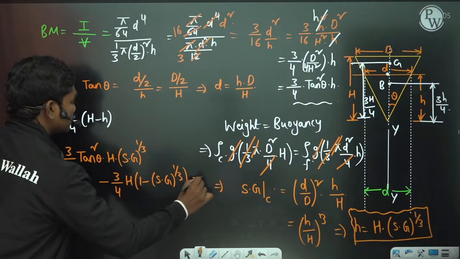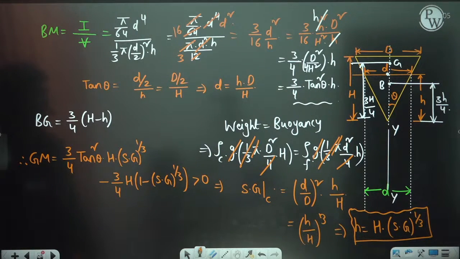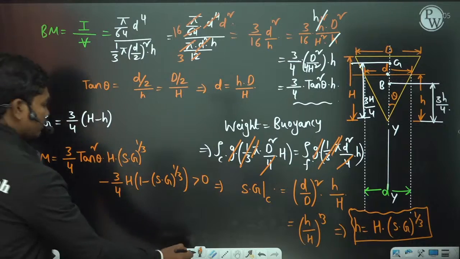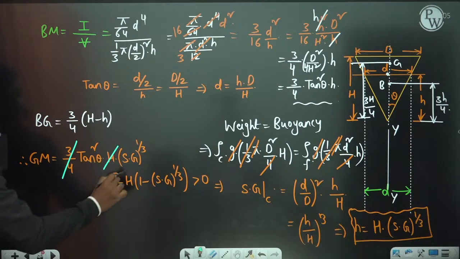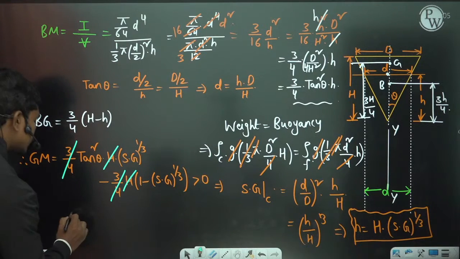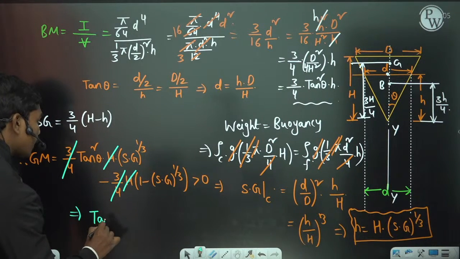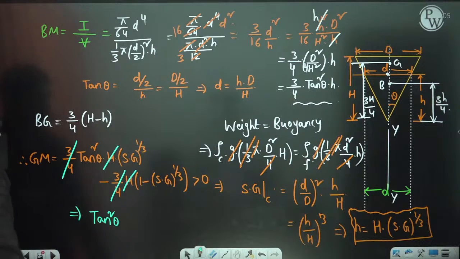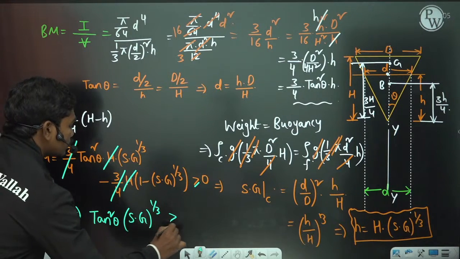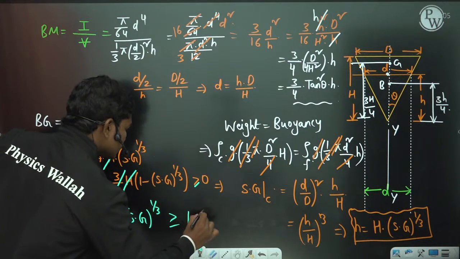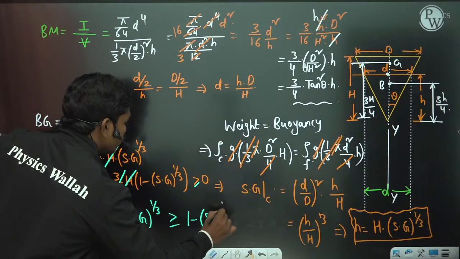So this value has to be positive now, because metacentric height has to be positive. So if metacentric height has to be positive, then this 3 by 4 H is constant. So this implies tan square theta times specific gravity whole power 1/3 is greater than or equal to 1 minus specific gravity whole power 1/3, with equal to also there in the limiting condition.